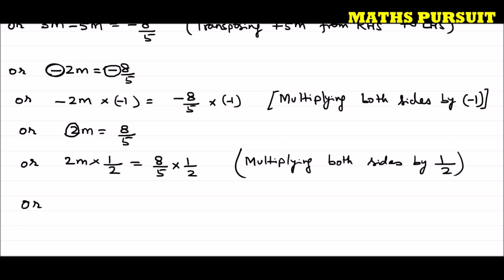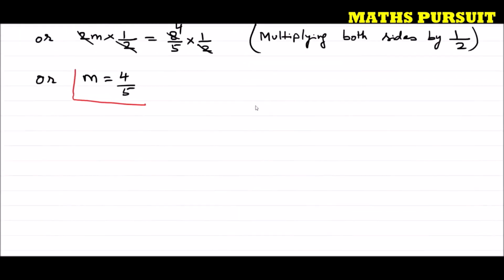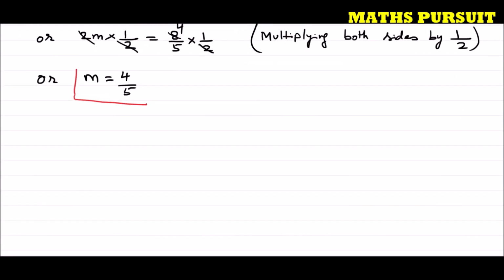Or I can write, these two cancel out. I can write m is equal to, 2 fours are 8, so 4 upon 5. So what we got here? We got the value for m as 4 upon 5.